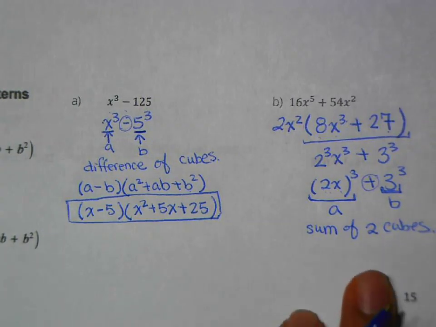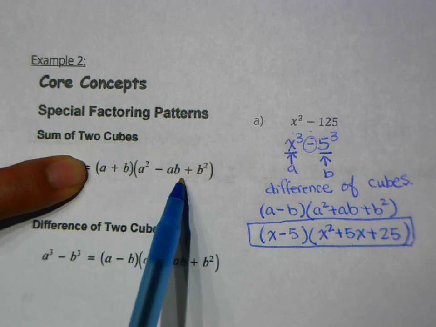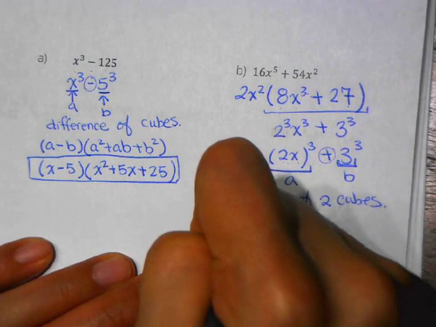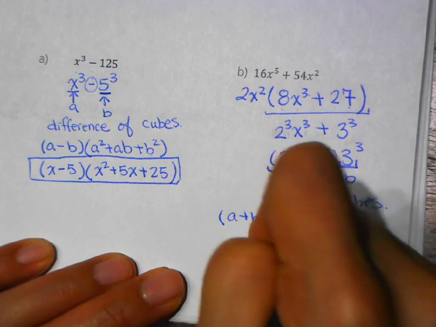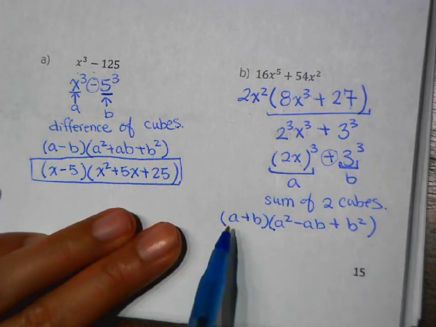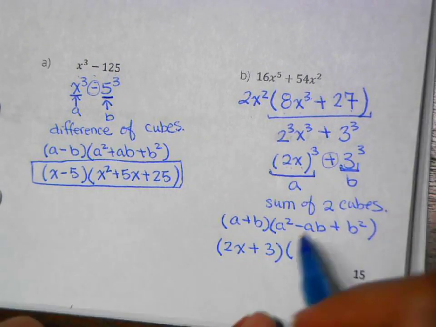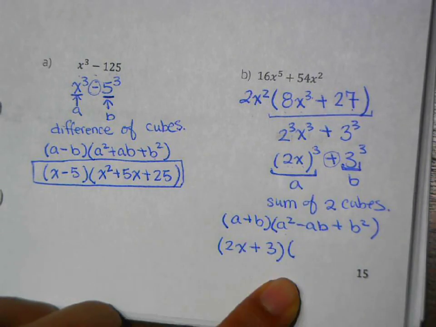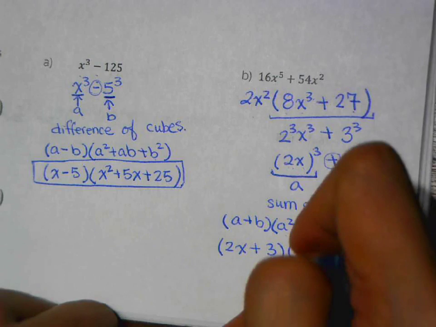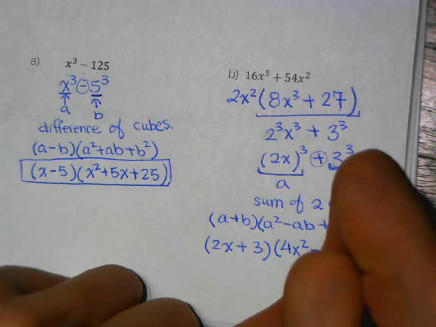That means when I factor this out, I'm going to get it in this form. Sum of two cubes: a plus b, times a squared minus ab plus b squared. Let's write that down so I can copy it. I'm going to get a plus b times a squared minus ab plus b squared. Now I know what my a is, I know what my b is. I can now plug it in. A is 2x, so 2x plus b is 3, times a squared. That means 2x times 2x, which is going to give me 4x squared, minus a times b, so 2x times 3, it's going to give me 6x, plus b squared. So b is 3, so that's going to give me plus 9.